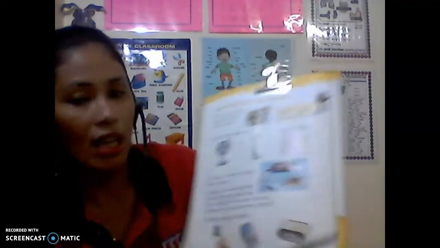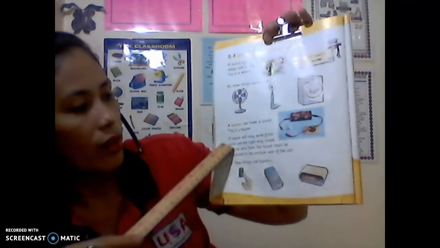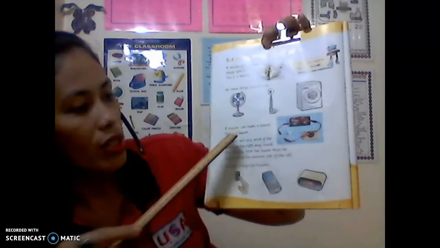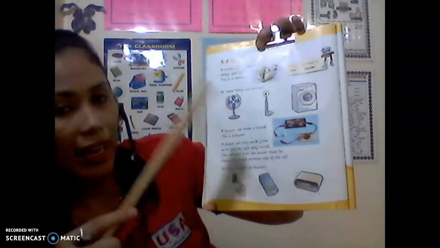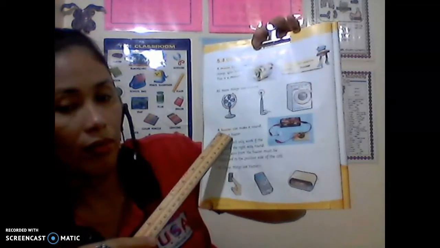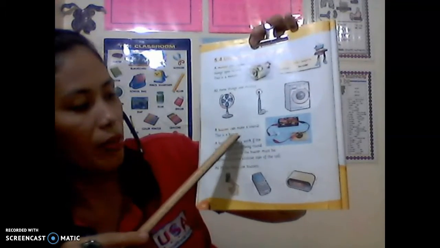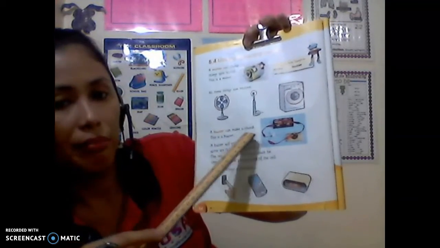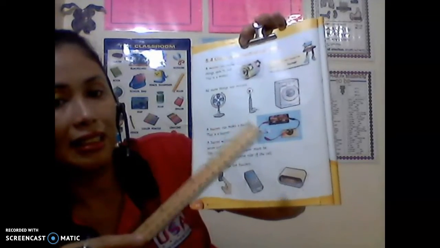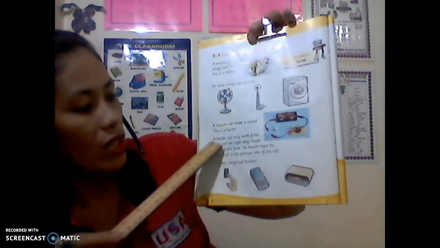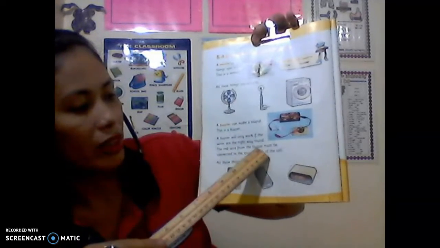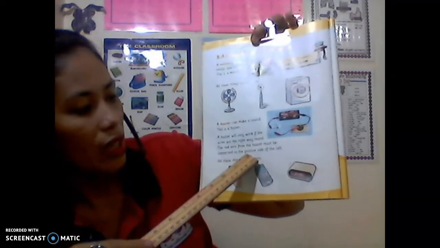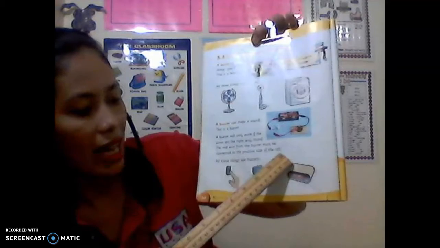They also need electricity. All of them need electricity in order to work. So here again, let's review this one. A buzzer can make a sound, and also it can buzz, right? A buzzer can buzz like sound. The buzzer will only work if the wires are the right way around. The red wire from the buzzer must be connected to the positive side of the cell.